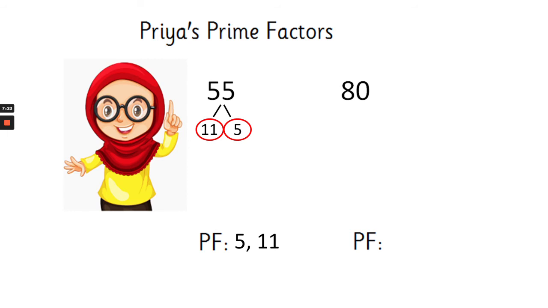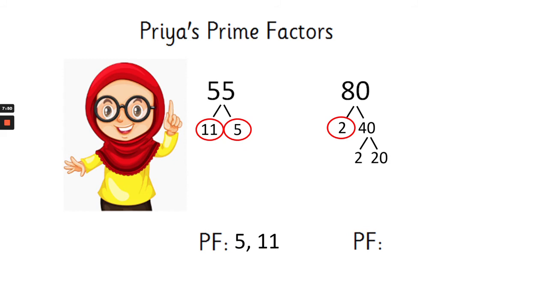Now let's have a look at 80. I'm going to start with the factors 2 and 40. They're a factor pair for 80. And the good thing about this is that 2 is prime, so I'll circle it as a prime factor. Now let's carry on with 40. 40 is not prime. 40 is composite, so I need to break it down into prime factors.